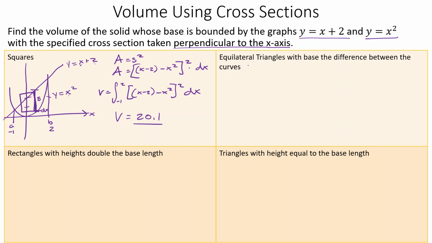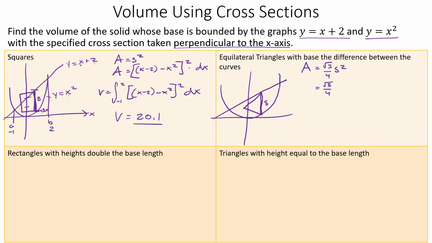Neat, huh? Next up, we're taking this same shape and making equilateral triangles from it. We've got this exact same picture: there's our parabola, there's our line, and this is the base of our triangle, and we're coming out at you, making triangles. This is our side here. The area for an equilateral triangle is √3/4 times the side squared. So it's the square root of 3 over 4, and the side is the same length, x plus 2 minus x squared, quantity squared. That's the area of the cross section.